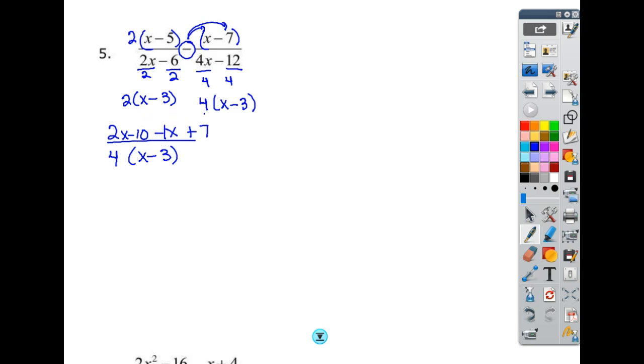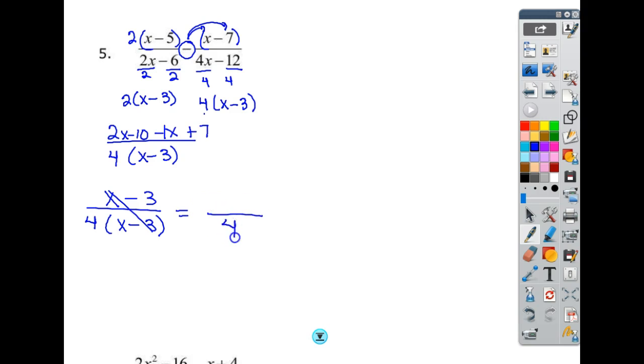Combine like terms in the numerator, right? So what's 2 minus 1? Is 1x, good. And then negative 10 plus 7, negative 3. And then we have 4x minus 3 here. Oh, look, what can we do? Yes, these x minus 3's will cancel out. So what is our answer?